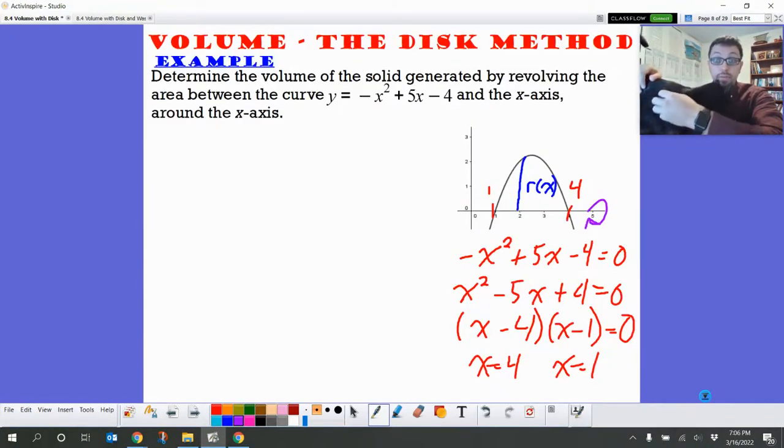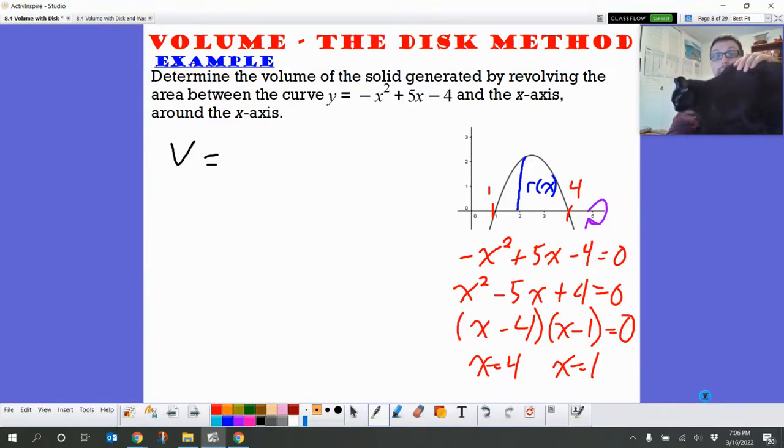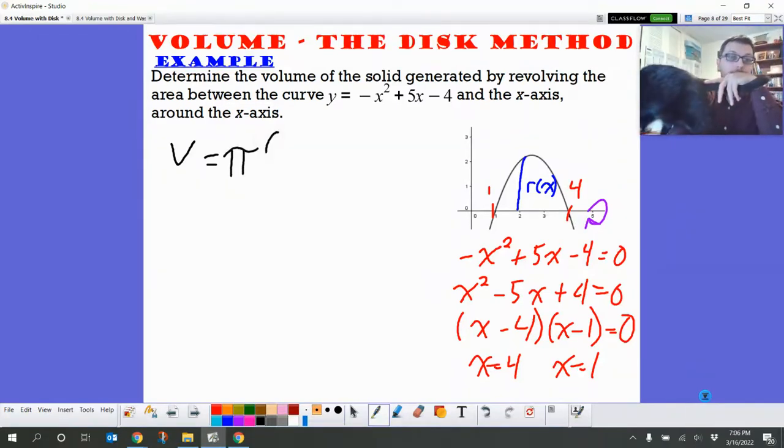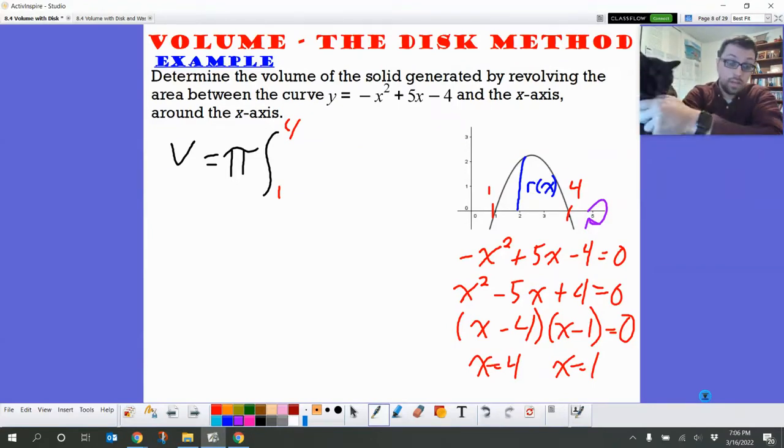So in this example, we're trying to figure out what's going to be going on when the solid is rotated about our x-axis. I've taken the liberty of figuring out where our x-intercepts are. The problem wasn't nice enough to tell us that. That's just some algebra. So we want to do our volume formula. So our volume is always going to be pi. And then the integral of where our two lines are meeting up. In this case, on the x-axis. So this is going from 1 to 4. And then we need to do our dx.